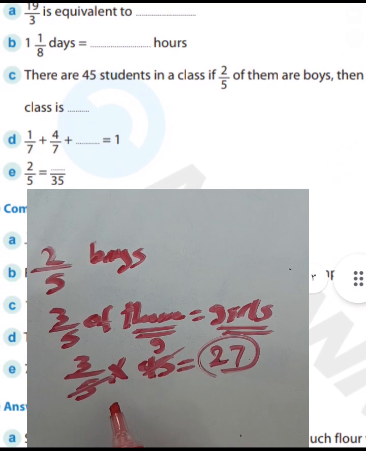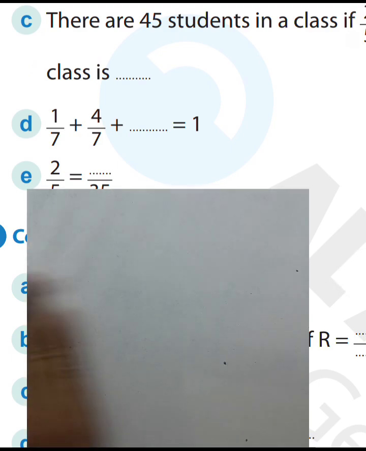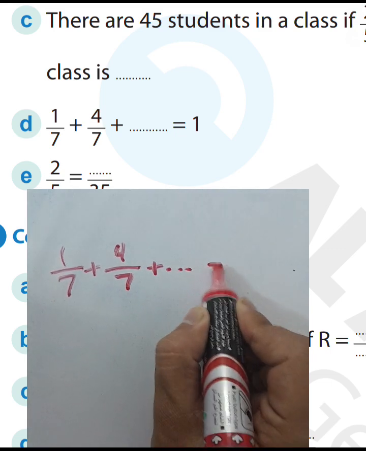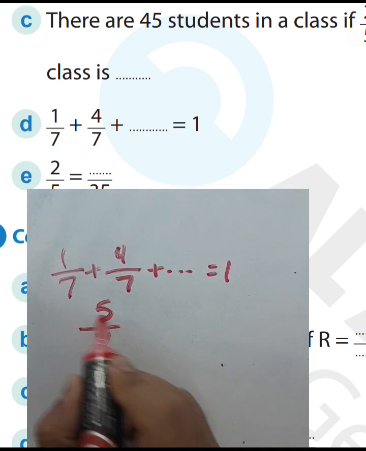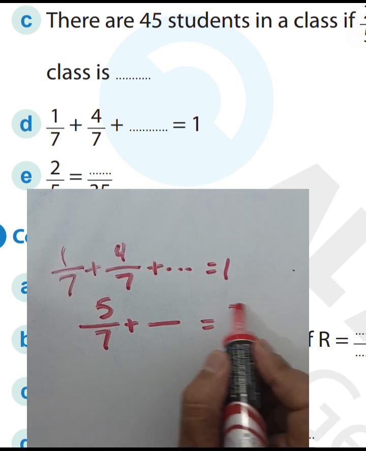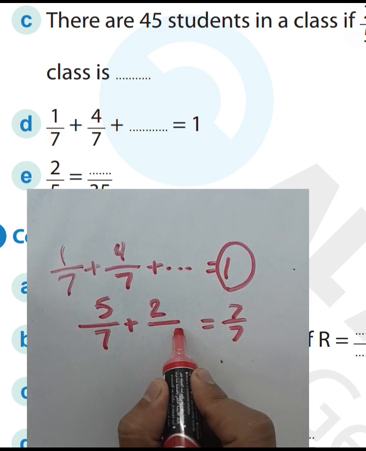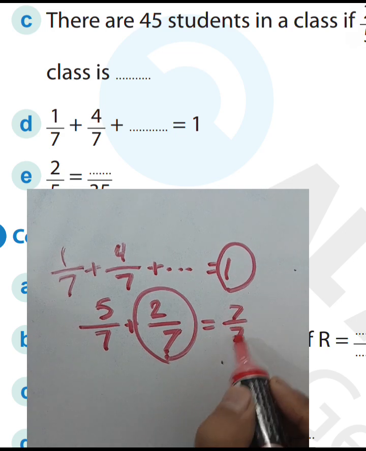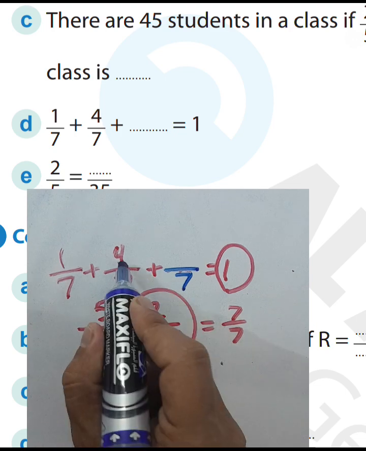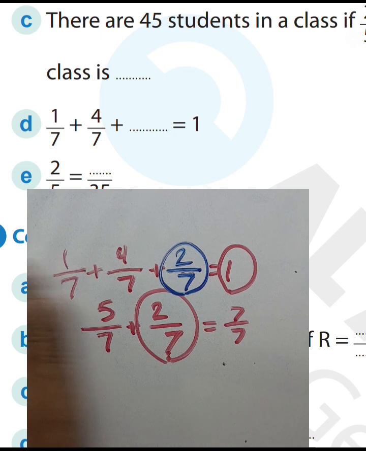Question letter D. 1/7 plus 4/7 plus blank equals 1. Write 7 in the denominator. 4 plus 1 equals 5. 5/7 plus what equals 1? We know 1 equals 7/7. And 5/7 plus 2/7 equals 7/7. It will be 1. Then we must write here 7 in the denominator, and 5 plus 2 equals 7. Write 2/7 in the blank.